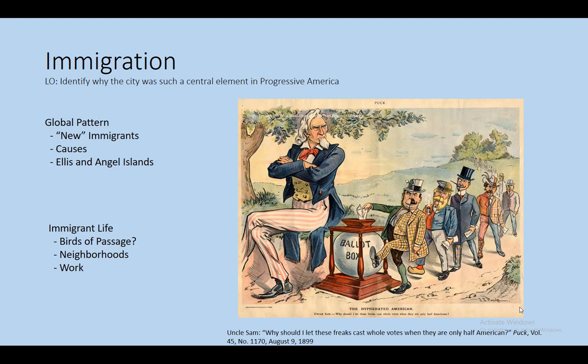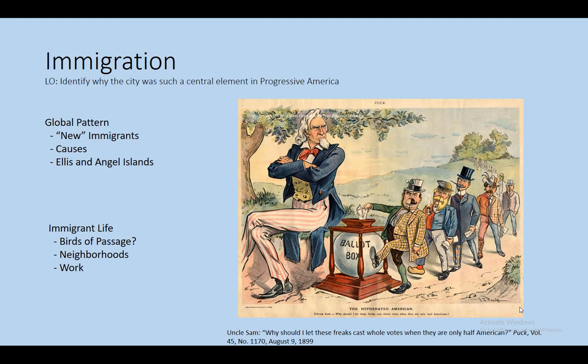During this time period at the turn of the century, this is a time of a global pattern of immigration. So immigrants are, this is a fluid time where people are moving all over the place. And between 1901 and 1914, 13 million immigrants are going to come to the United States. And we characterize these as new immigrants to distinguish them from the groups that came before.